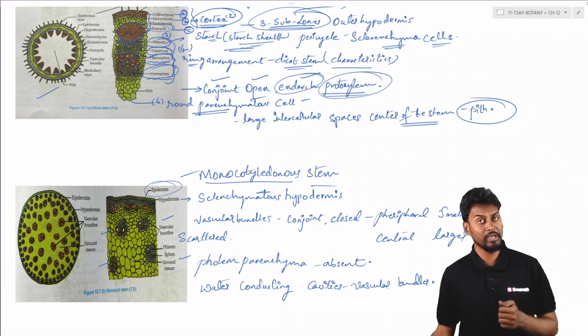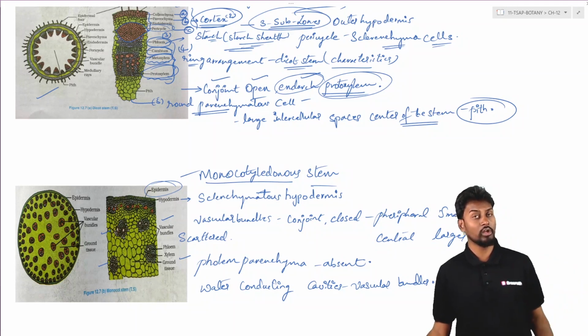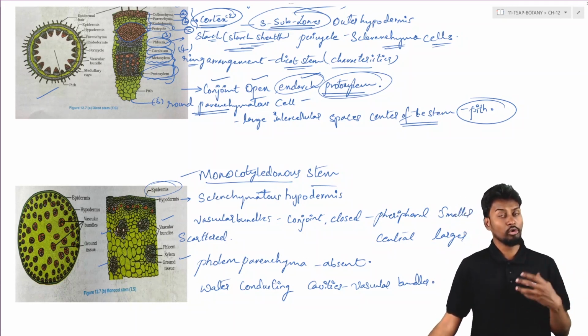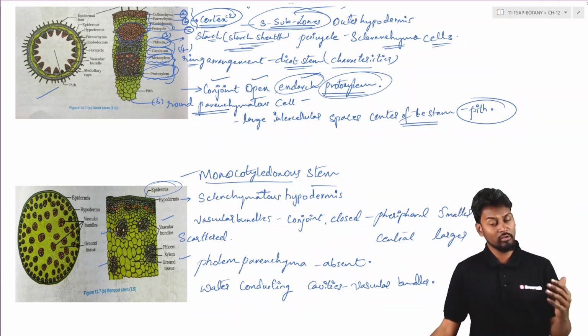So the epidermal layer is generally covering the outermost layer. The outermost covering of the monocot stem is covered by means of epidermis.